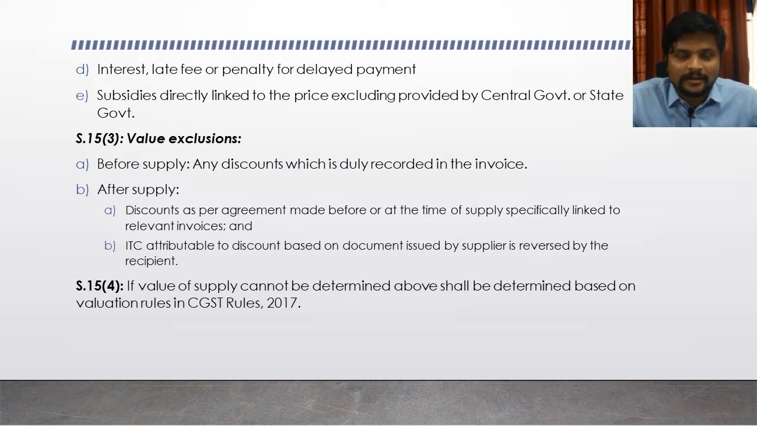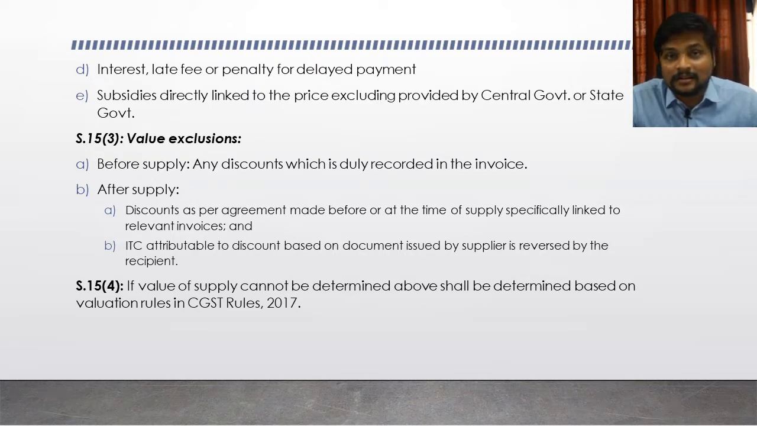Okay, let me be clear. There is an agreement to supply. In that agreement, they have provided some discount clause. The discount clause says if the particular recipient satisfies certain conditions after the supply is made, then this particular discount will be provided to the recipient. Otherwise, this discount will not be provided. That is already recorded in the agreement, which is entered into before the supply is made. In that case, that discount can be excluded from the value. The discount can be deducted in determining the value. That is first.